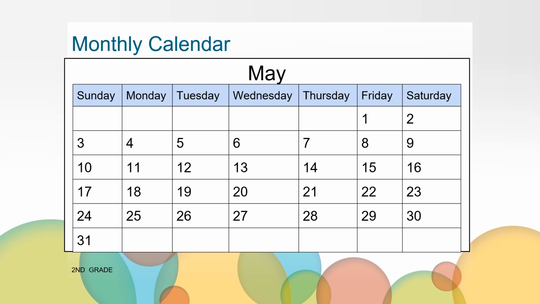How many Thursdays are there in the month of May? What are the dates of the Thursdays in May? So there are 4 Thursdays in the month of May. Thursday, May 7th, May 14th, May 21st, and May 28th.